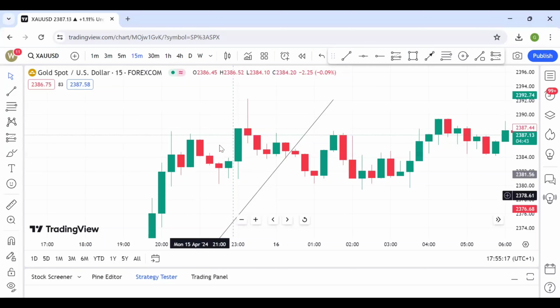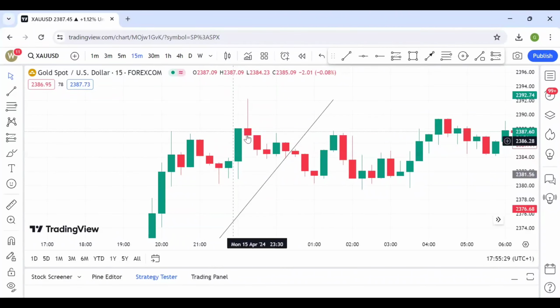Confirmation number two, the shooting star was found in an uptrend. Two things: the next candle closes below it, and the shooting star was found in an uptrend. Now, how do you trade it? You trade it immediately this second candle closes, which is from here. Then you place your stop loss above the high of that shooting star.